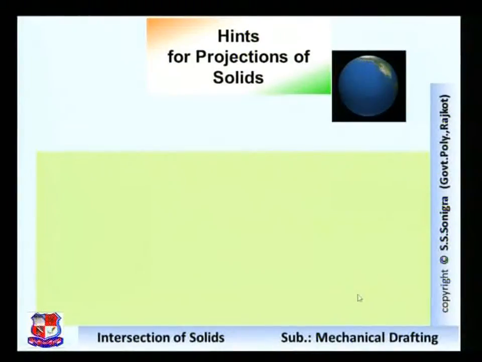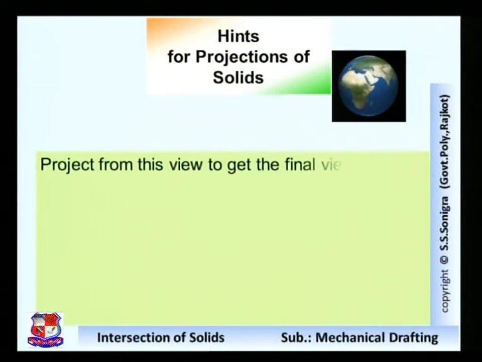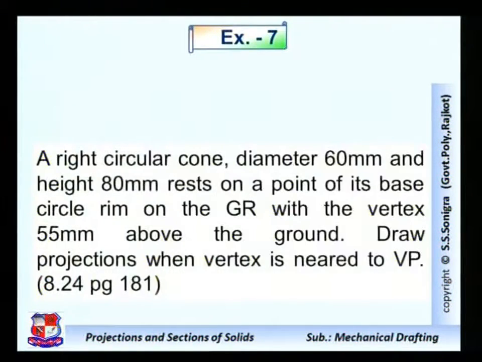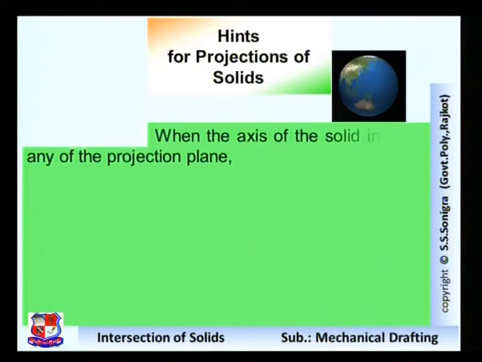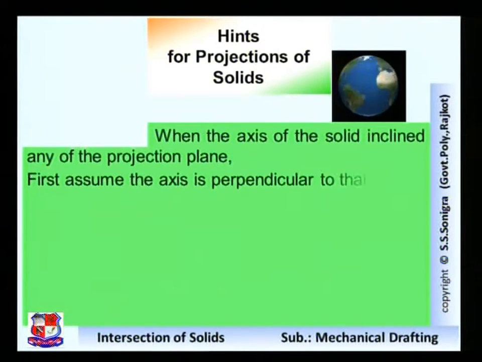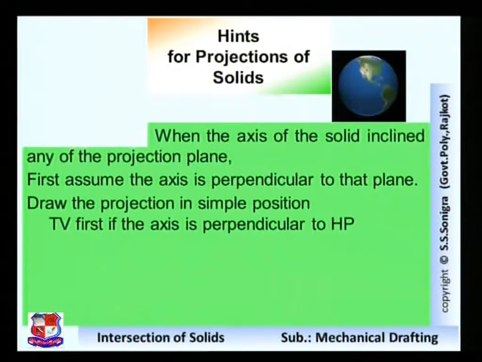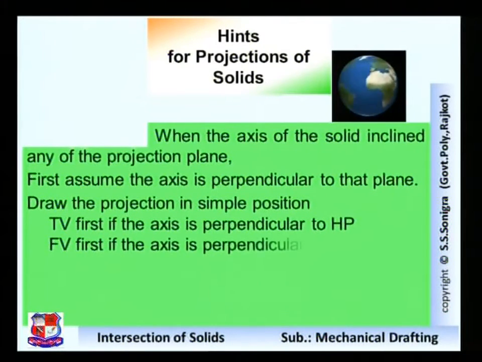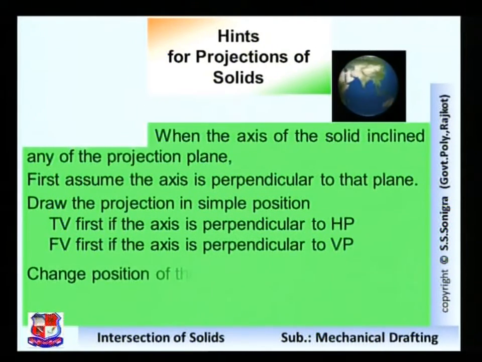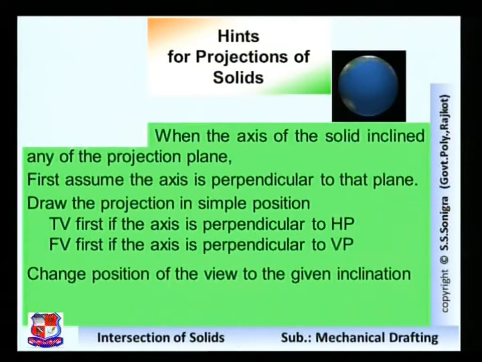So let me conclude today's talk. Hints for projections of solids. These are the hints. Project from this view to get the next view. When the axis of the solid is inclined to any of the projection planes, first assume the axis is perpendicular to that plane, then draw the projections in simple position. Top view first if the axis is perpendicular to HP, and front view first if the axis is perpendicular to VP. Change the positions of the view to the given inclination.